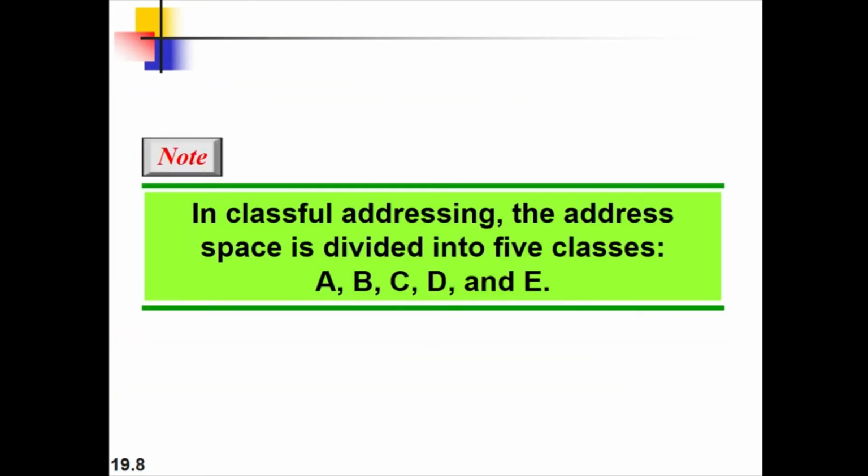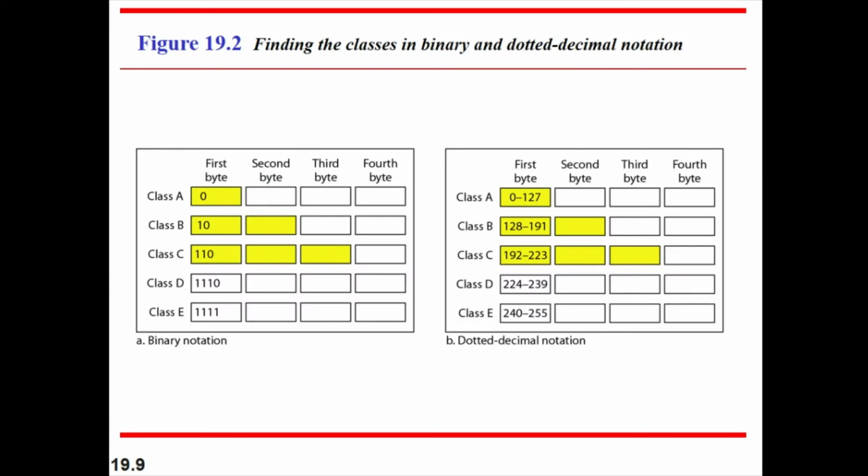In classful addressing, the address space is divided into 5 classes. So when we talk about IPv4, we have classes of the IP, categorized as A, B, C, D, and E. These are the 5 categories of the addressing, and this one is classful addressing.